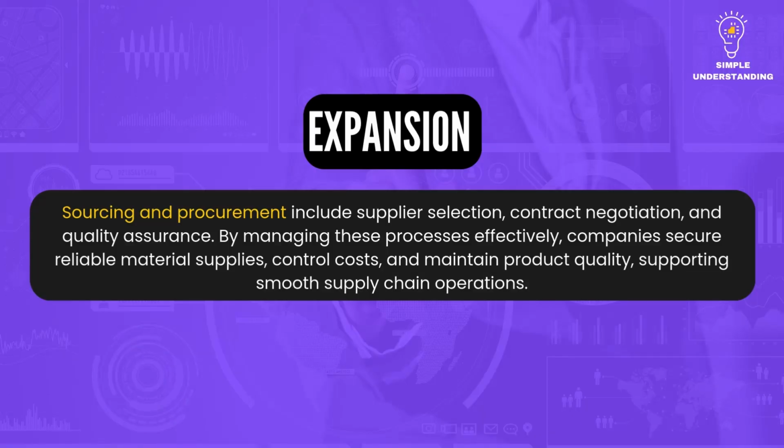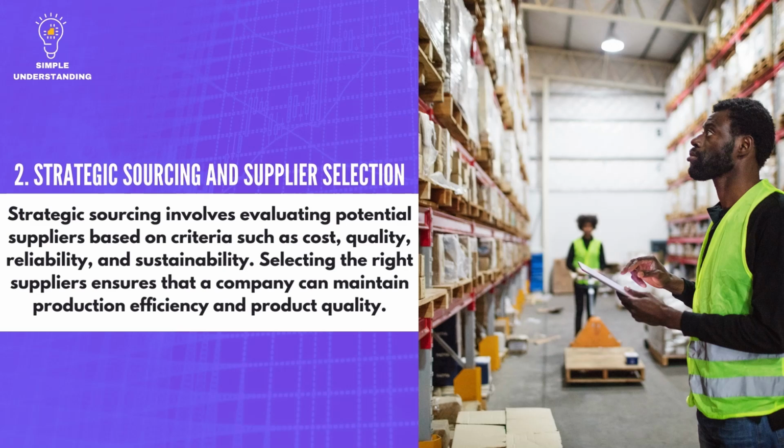Expansion. Sourcing and procurement include supplier selection, contract negotiation, and quality assurance. By managing these processes effectively, companies secure reliable material supplies, control costs, and maintain product quality, supporting smooth supply chain operations. 2. Strategic sourcing and supplier selection.